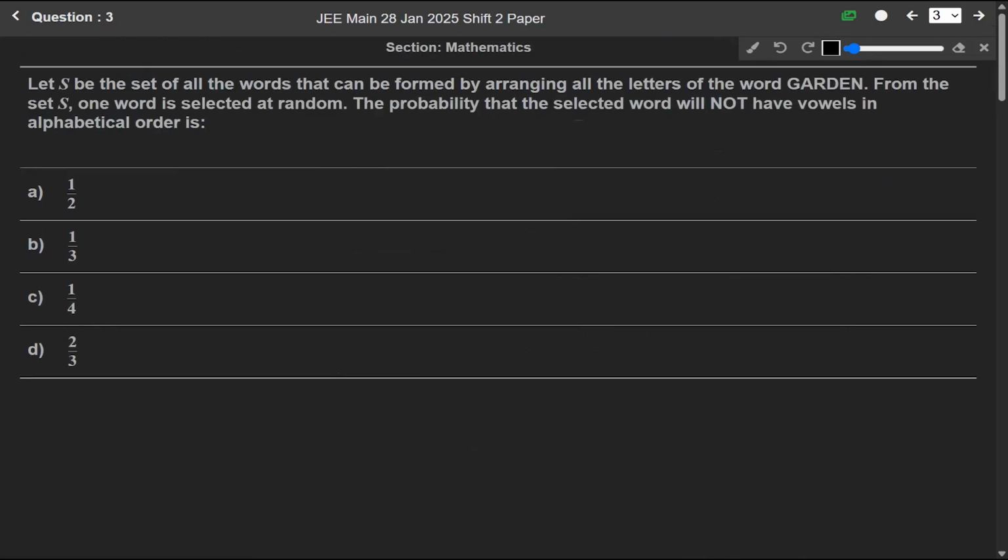Now question 3. Let S be the set of all words that can be formed by arranging all the letters of the word garden. From the set S, one word is selected at random. The probability that the selected word will not have vowels in the alphabetical order. Will not have vowels. Okay.